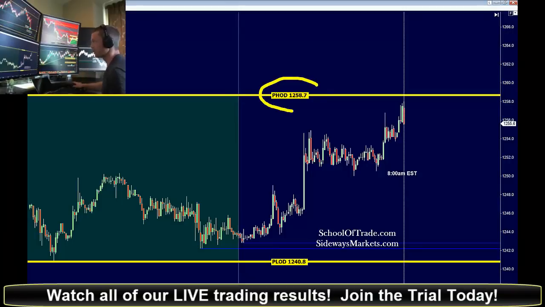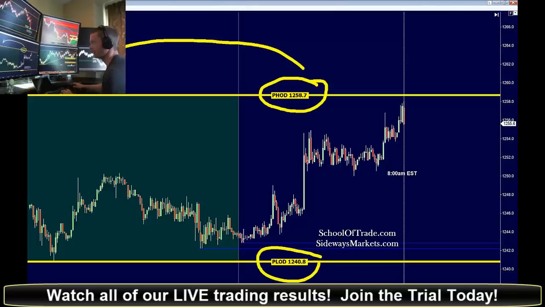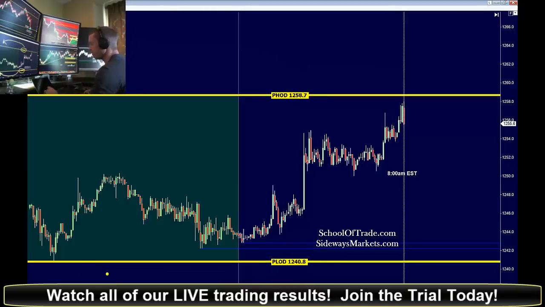The bottom line is that this previous high of day should be the highest point from yesterday, and this previous low of day should be the lowest point from yesterday, whether it was inside or outside of the regular trading hours. Now, with the previous high and previous low of day, we have a trade setup which I call the inside out. It's called the inside out trade setup.